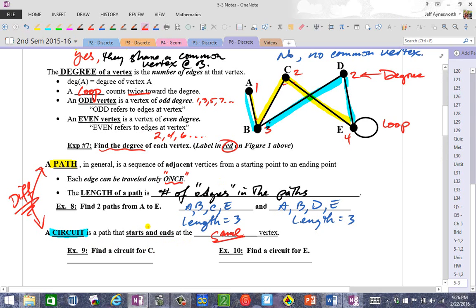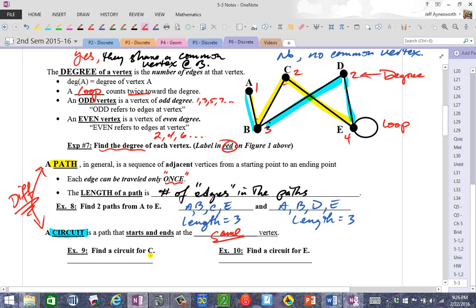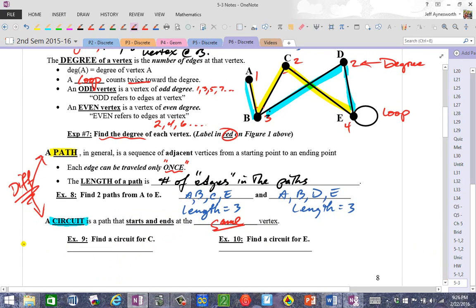All right, it starts and ends at the same vertex. So for a circuit to exist, you've got to find a path from one point back to itself. If we wanted to find a circuit for C, what we're going to do is start at C and end at C.